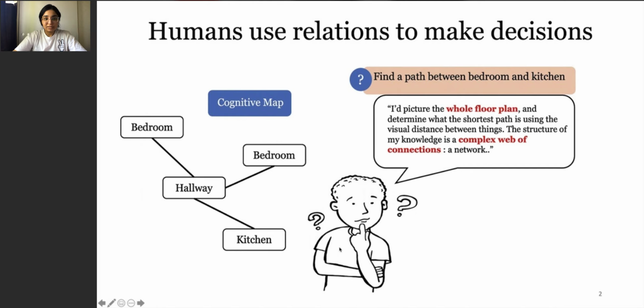We understand the world as entities and the relationships. For example, if you're asked to find a path between your bedroom and the kitchen, you're likely to picture the entire floor plan, understand the network between the different rooms, and then determine the optimal path from the room to the kitchen.